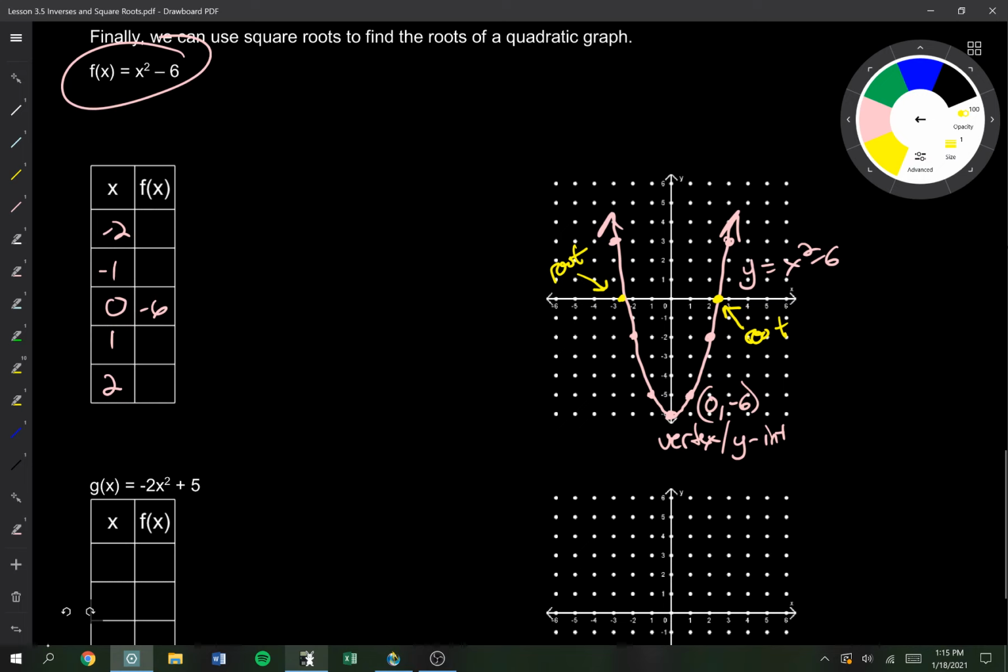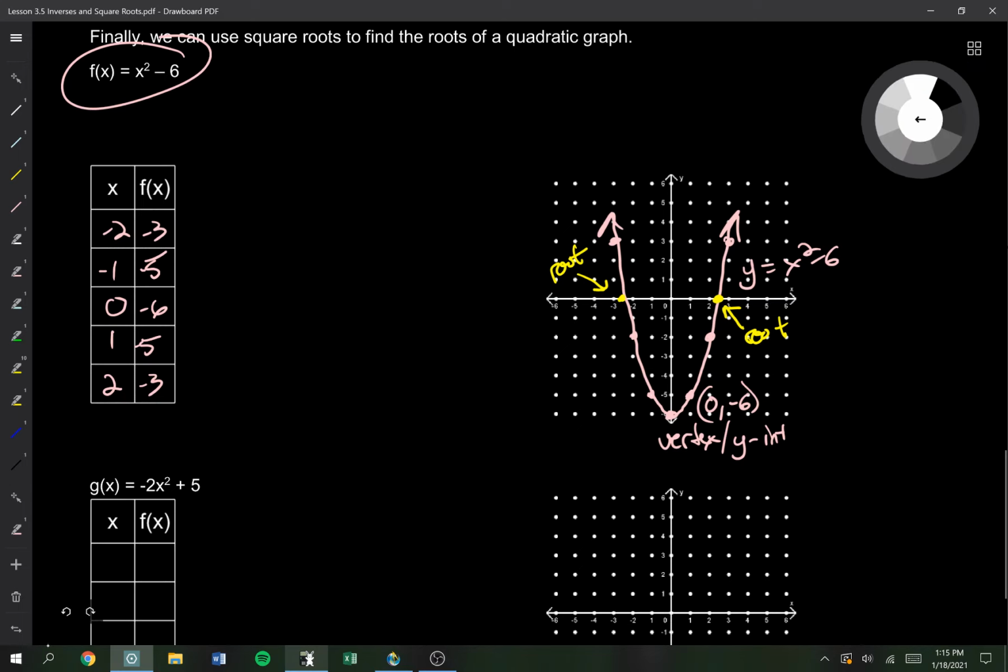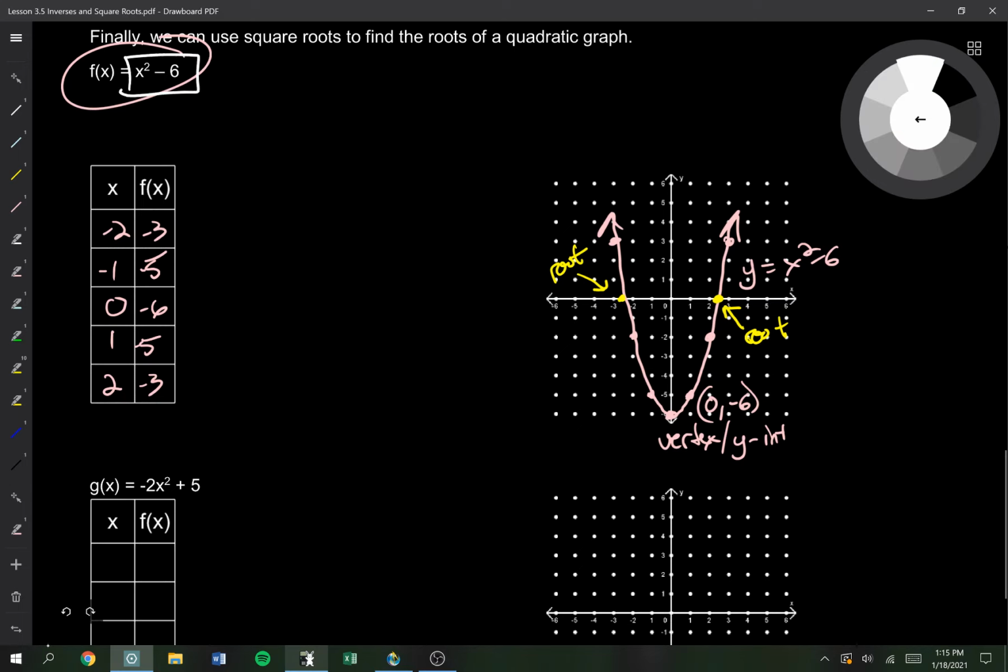Well, now we can find them very precisely. Solving for a root with these parabolas just takes a little bit of square rooting. I'm going to take my equation and write x squared minus 6 equals 0. So I'm going to change the f of x to a 0. x squared minus 6 equals 0. And then I just solve this. I add a 6 to both sides, and I get that x squared equals 6. I square root both sides, and I get that x equals plus or minus the square root of 6.